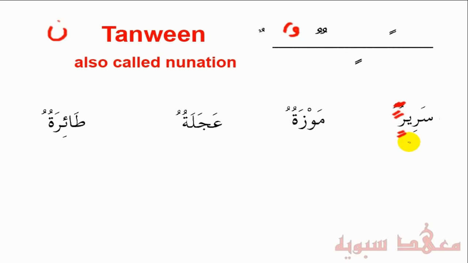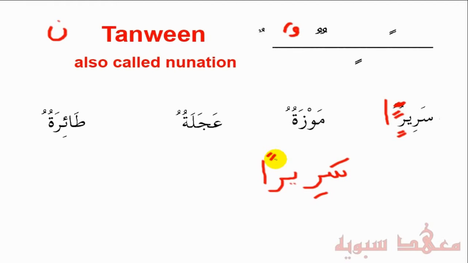Now one thing to note, with the two fathas, in most words, you'd put an extra alif. So let's just write sarir out. It'll be sariran. So this alif is put with the two fathas only. The two dhammas and the two kasras don't get this.